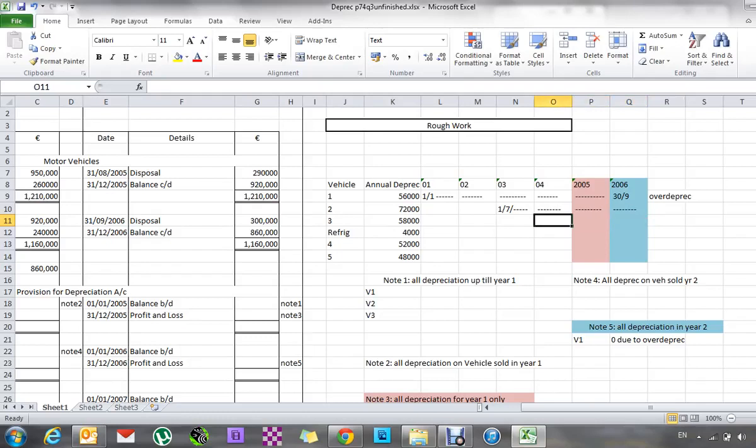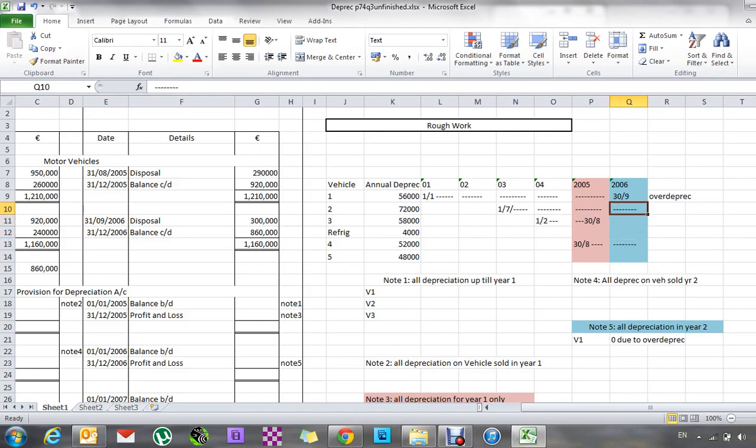So moving on to vehicle number 3, I bought that on the 1st of the 2nd, 2004. That was the one that I got rid of during 2005, so that lasted until the 30th of the 8th, and it had a refrigeration. Did it have a refrigeration? No, it didn't. So the replacement for that I bought on the 30th of the 8th, and I would have had that for all of 2006, the next year.